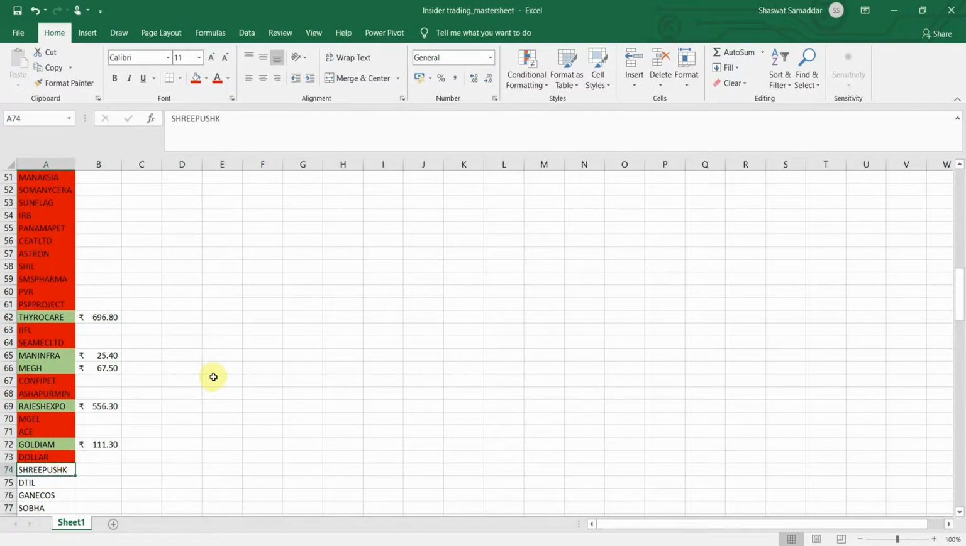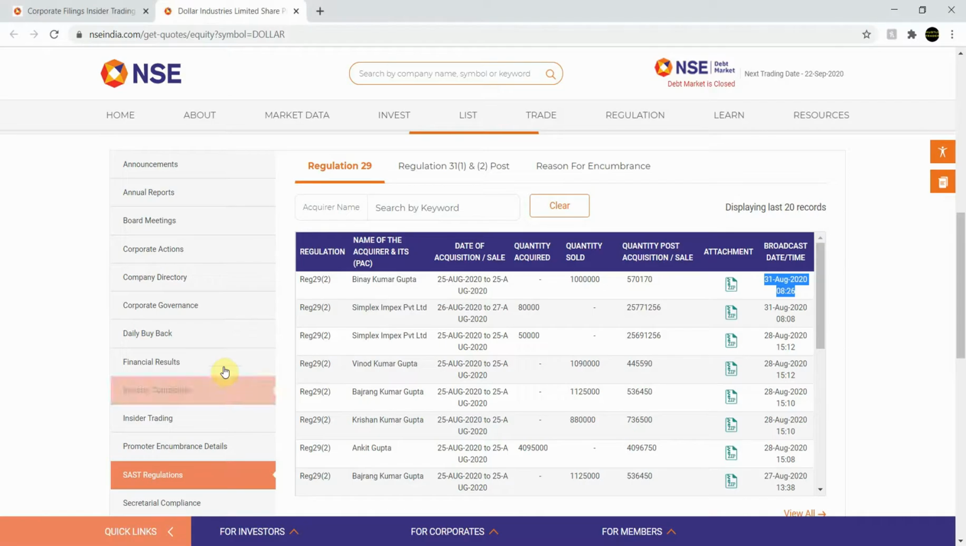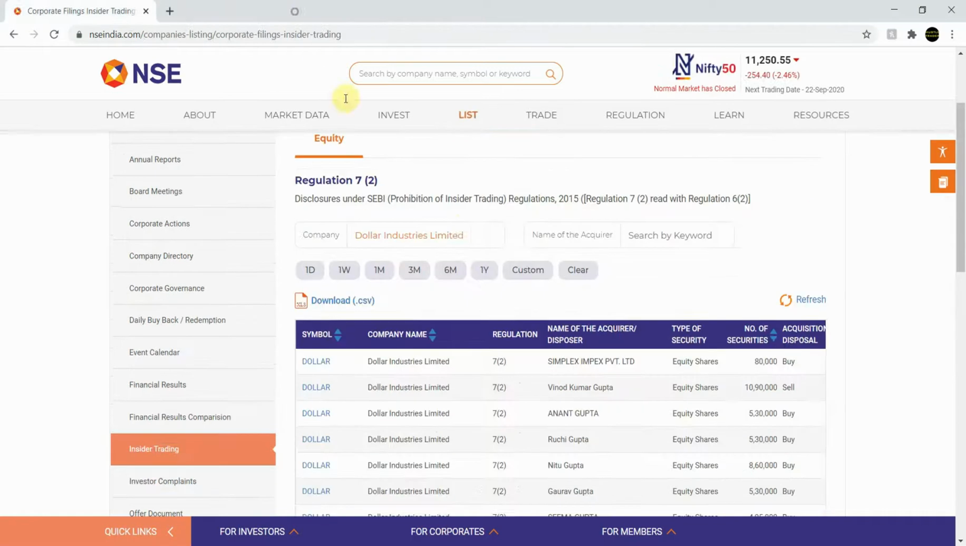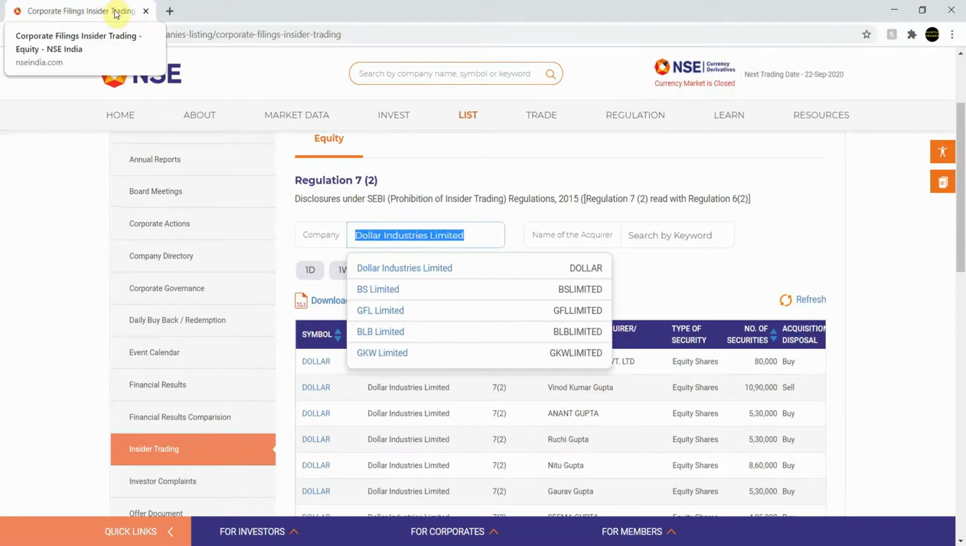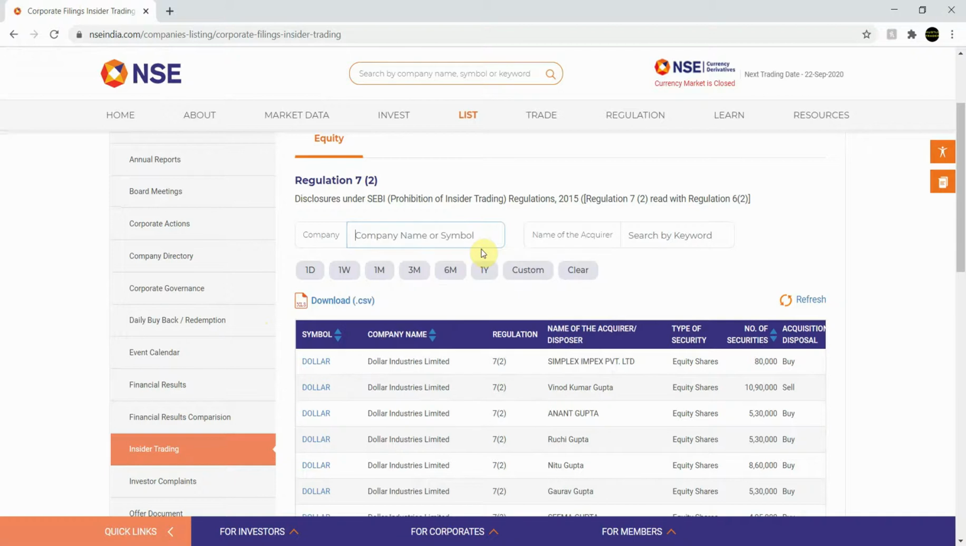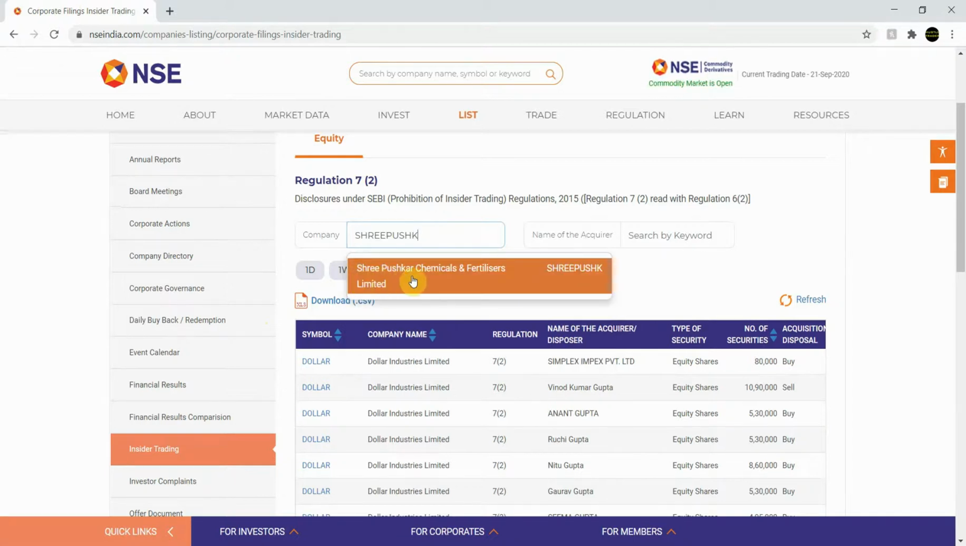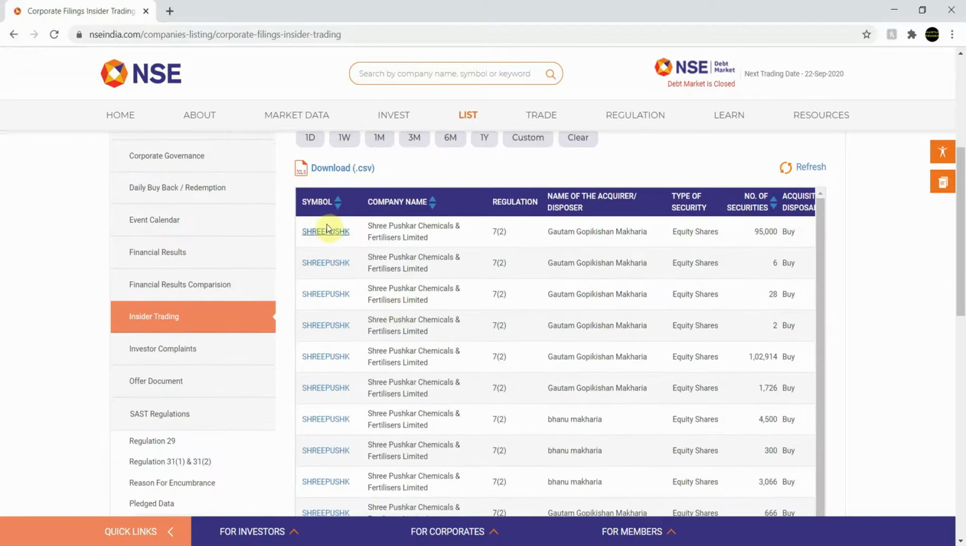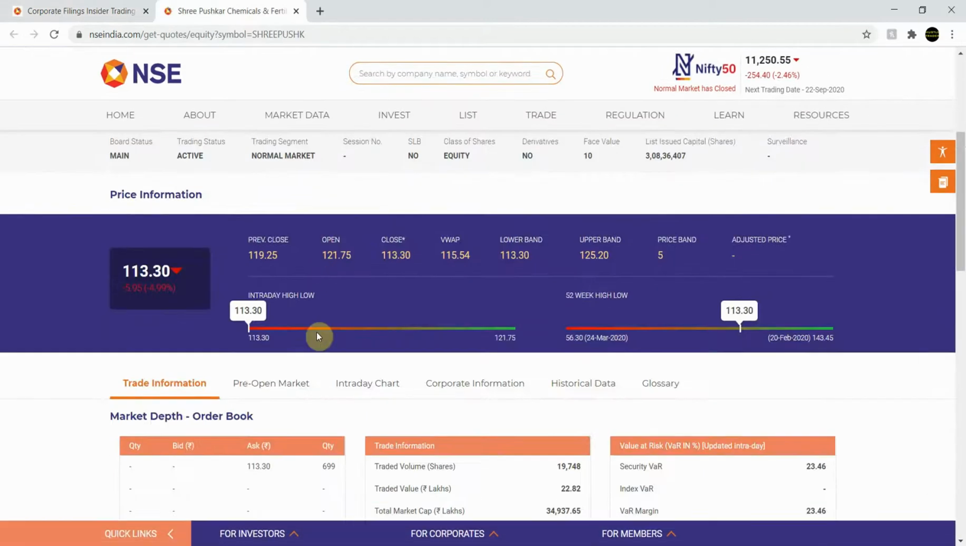Next on the list is Shri. Let me copy it down. Okay. I'll again move back to the corporate filing insider trading tab. I will paste the company name here. So the full form is Shri Pushkar Chemicals and Fertilizers Limited. I'll click on the company name here. Then I'll click on the symbol name you can see here.